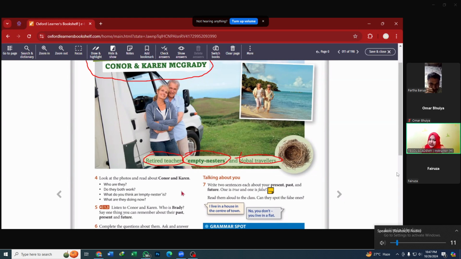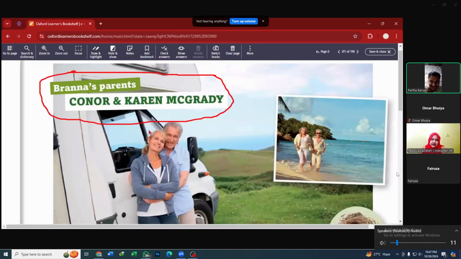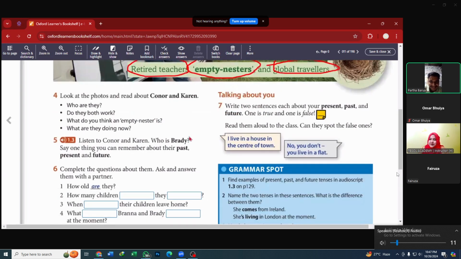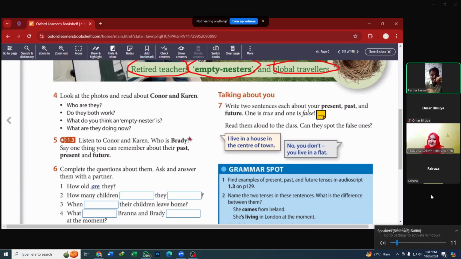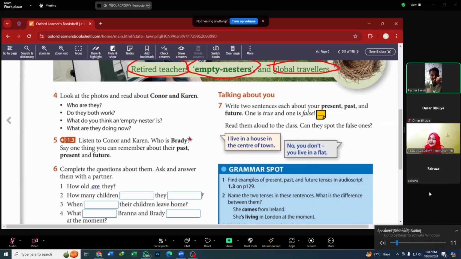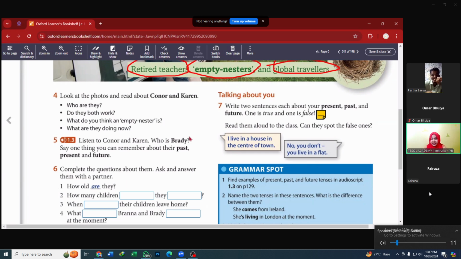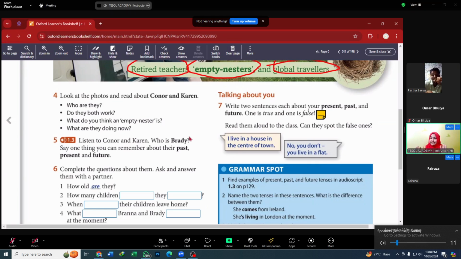What do you think an empty nester is? Now tell me the answer properly. Empty nester means the parents have children. Whose children? The parents whose children have left them.